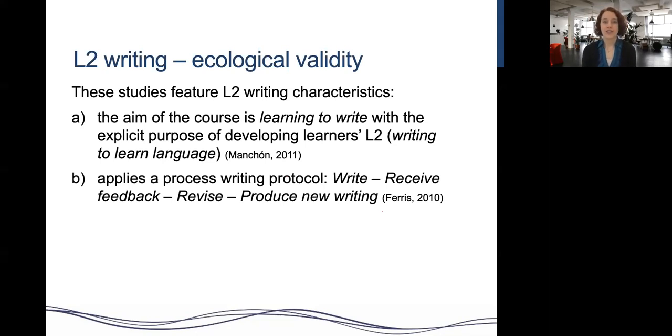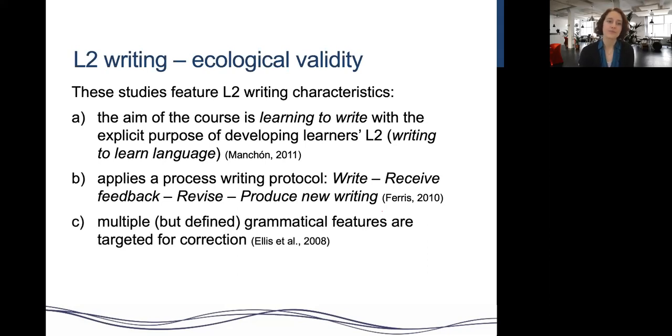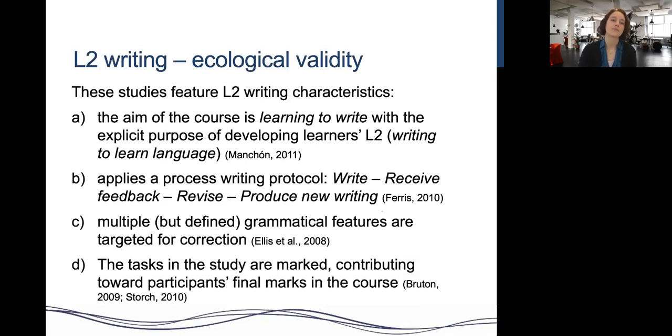The context for this study occurs in a classroom where there is a process writing protocol. So the students produce a piece of writing, they receive feedback, they are then asked to write a revision of that original work, and then they produce a new piece of writing. There are multiple, but limited, grammatical features which are being targeted for correction. I'll explain what those are.